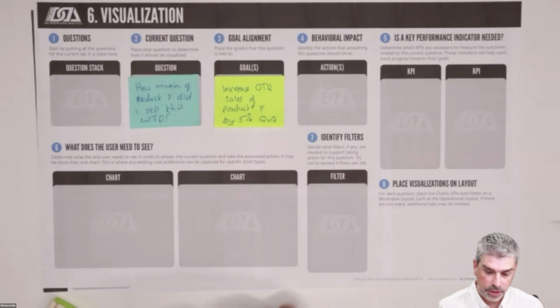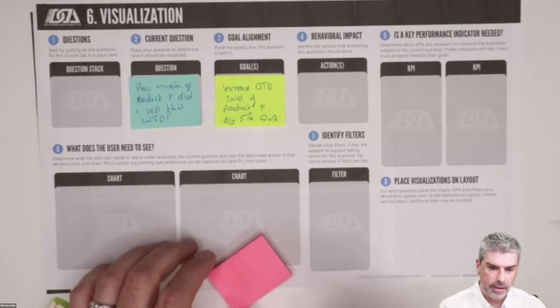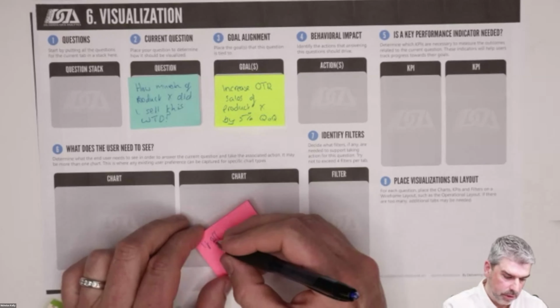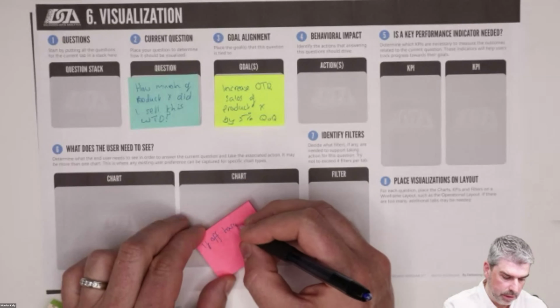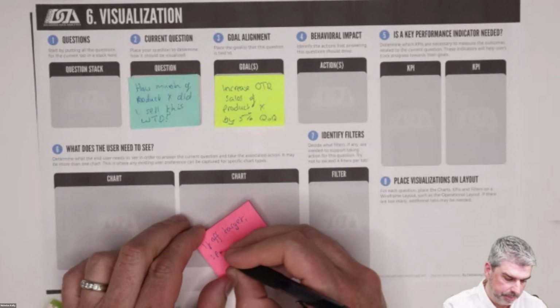So one thing you might do is, well, let's say you're off target. Well, then an action I might take is, okay, if off target, spend more time.